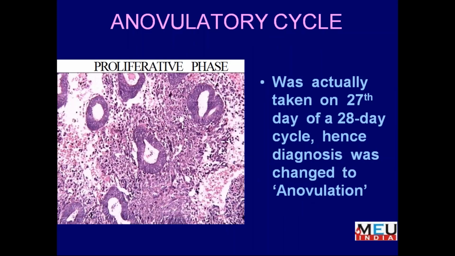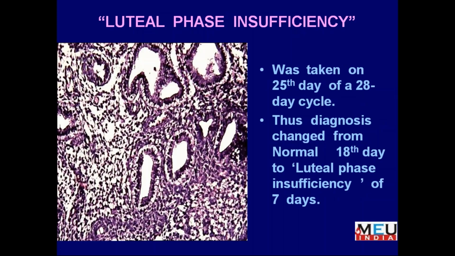Let us give an example. The history in this case was not provided initially, and we thought that this case was of a proliferative phase, whereas it was found that this sample was taken on the 27th day, and as a result it turned out to be an anovulatory cycle, and the diagnosis was changed. Now, in this case, we see that there are a lot of vacuoles below the glands, and this sample was also taken on the 25th day. So the diagnosis in this case again had to be changed to luteal phase insufficiency, and so history is very important.